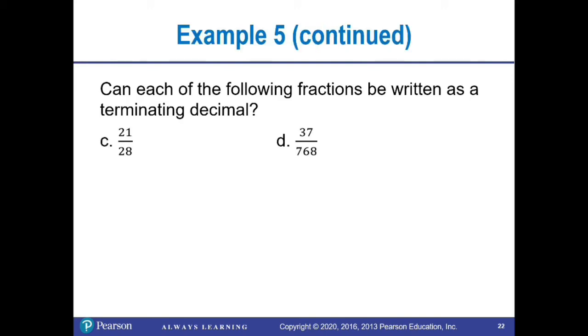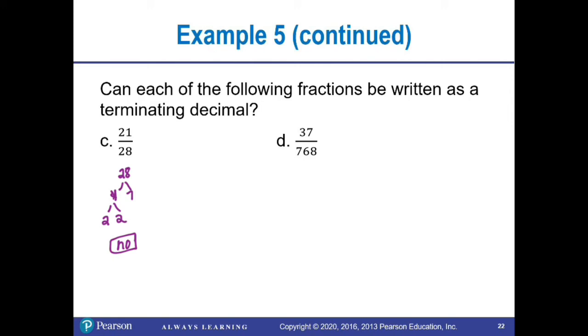Look at part C, 21/28. Find your prime factorization of the denominator. 28 is 4 times 7, and 4 is 2 times 2. Do I have only 2's and 5's in the prime factorization of the denominator? No, this one has a 7, and so this one cannot be written as a terminating decimal.